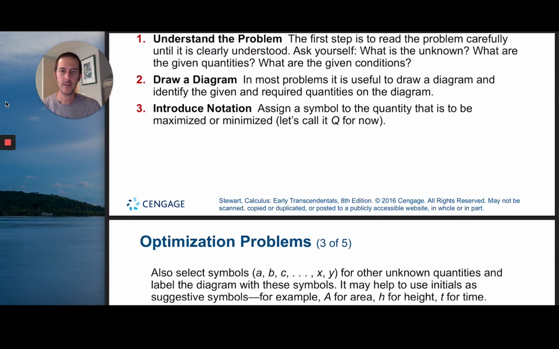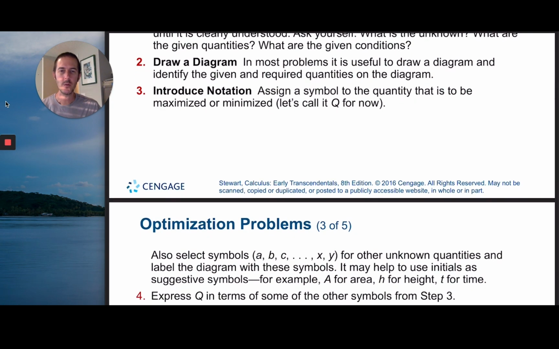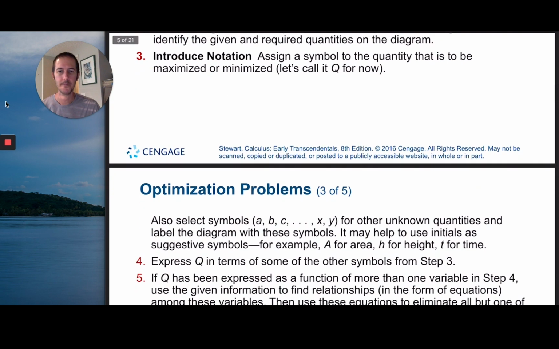I am a big fan, as some of you know, of drawing a diagram. Even though my diagrams can look a little rough, they can still be very valuable, particularly if you're labeling them well and putting the given and even the unknown information, some variable labels, on your diagram. Introduce notation. Use good variable names: if it's length times width, if it's height, if it's velocity, maybe use v for velocity, t for time, etc.